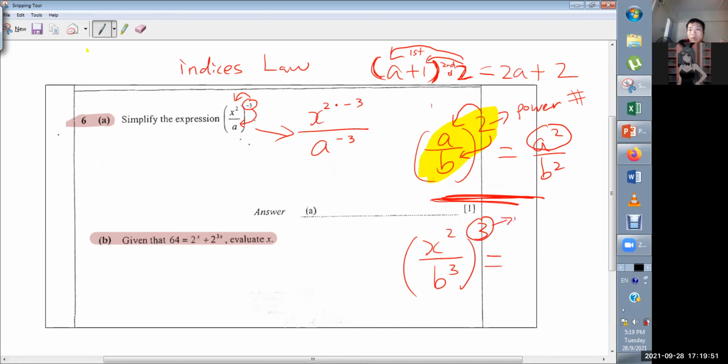the 3 is a power here. Okay, remember it's a power. So it has to go into this one. It also has to go into this. And now what you ask me is, should I write x to the power of 2 plus 3, and then b to the power of 3 plus 3? That's what you're asking, right? What do you think? Should it be plus 3, or x to the power of 2 times 3, b to the power of 3 times 3? What do you think?